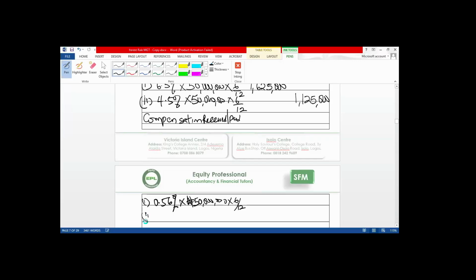For scenario 2, 1.44% of 50 million multiplied by 6 months. Please compute this.